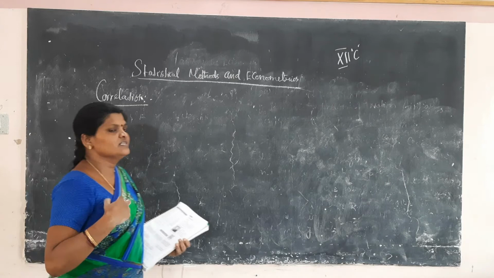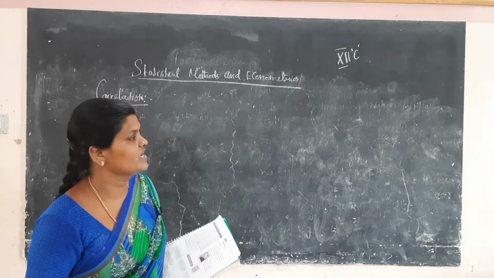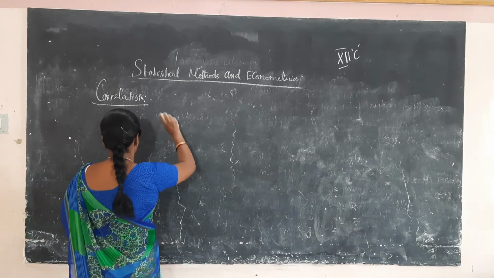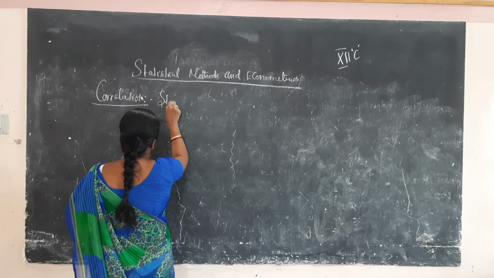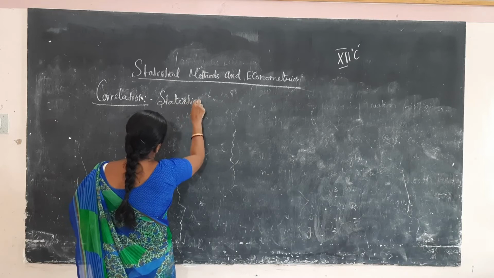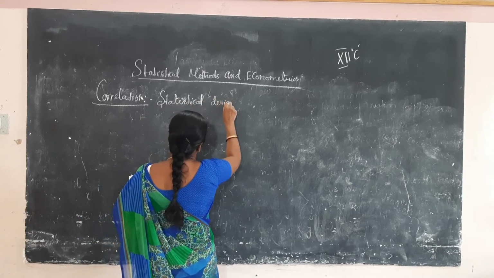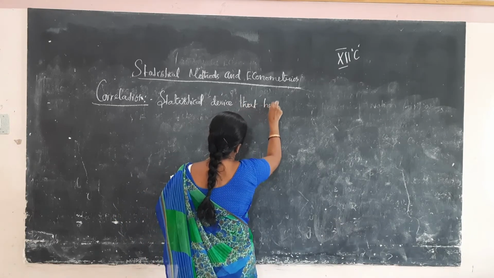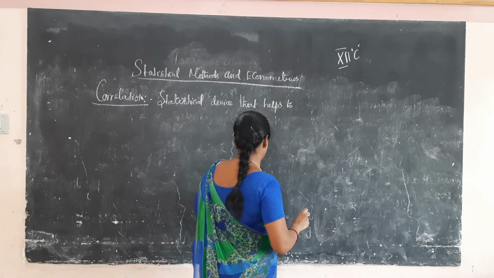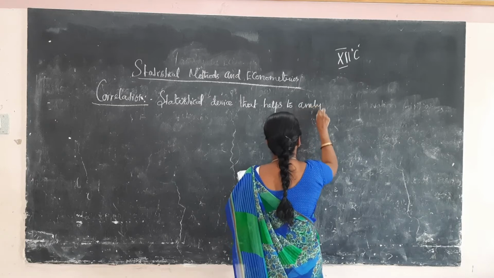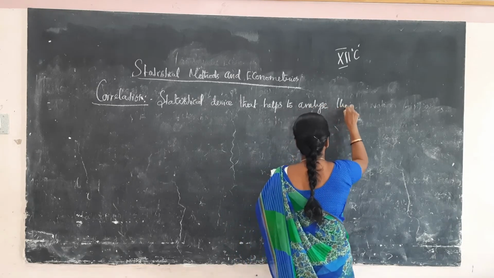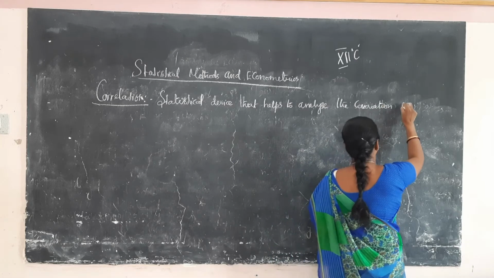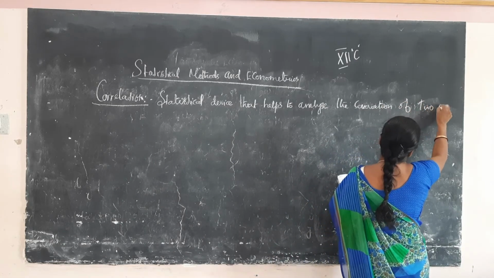Correlation is the statistical device to help analyze the covariation of two or more variables.